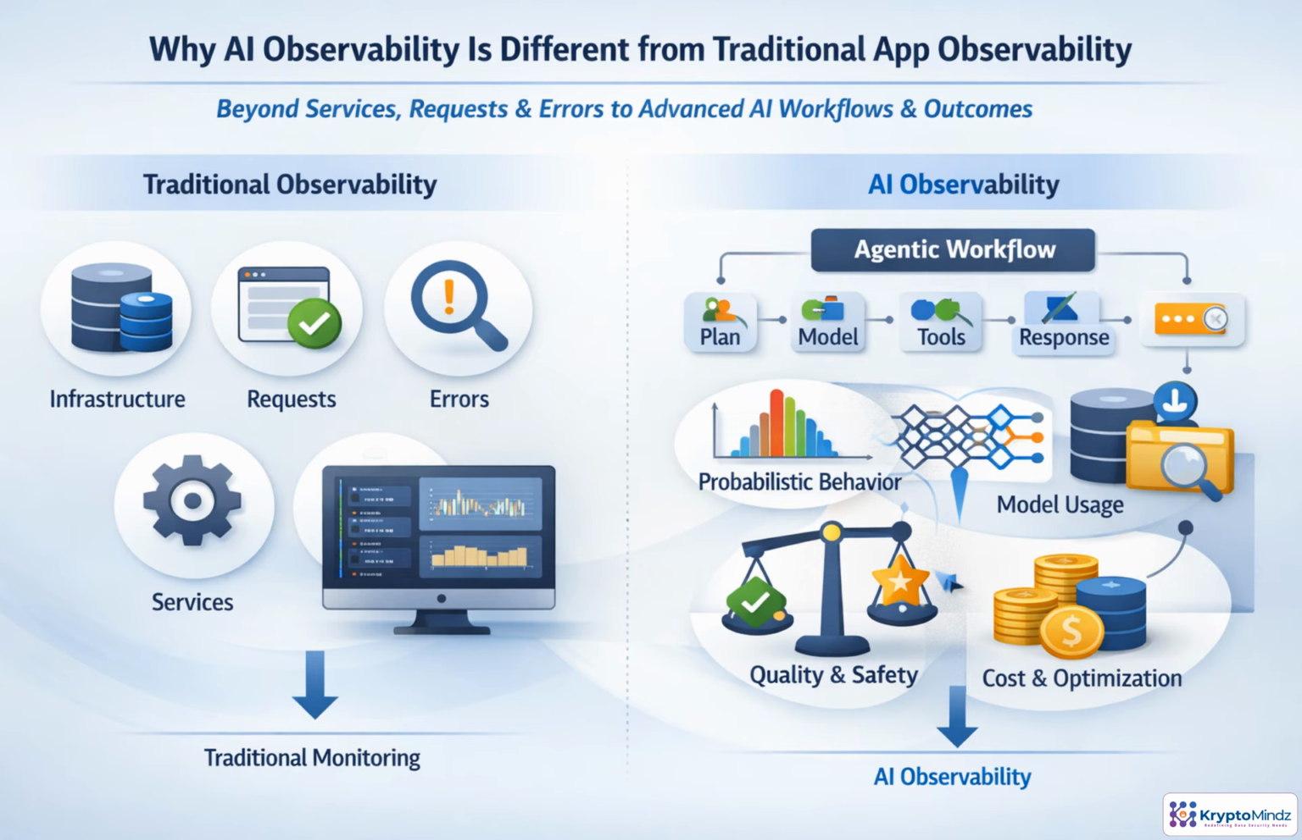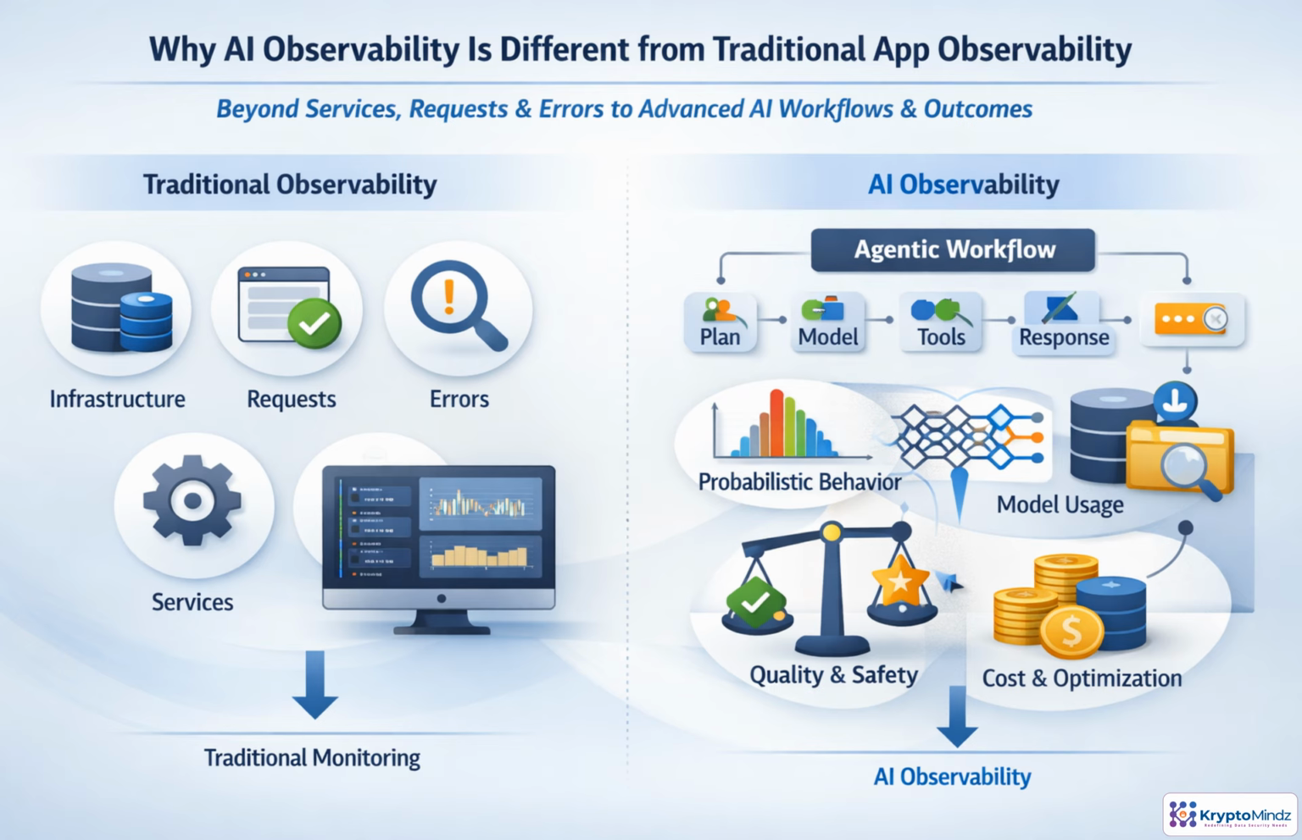Traditional observability answers familiar questions. Are services healthy? Are requests succeeding? And where are errors or latency coming from? AI systems add another layer. An agent may plan, call models, use tools, retrieve context, retry, validate, and then respond. Each step can affect cost, quality, and risk.